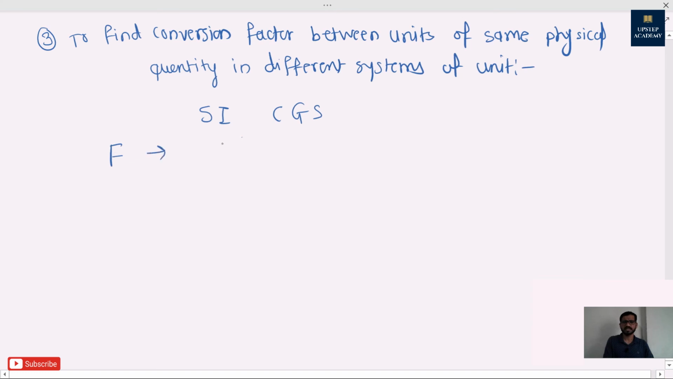What is the SI unit of force? SI unit of force is Newton and CGS unit of force is dyne. Let us find conversion factor between Newton and dyne. Let's say 1 Newton equal to x dyne. So what exactly we have to do? We have to find out value of this x, and then we'll say that the relation between Newton and dyne is 1 Newton is equal to that much dyne.